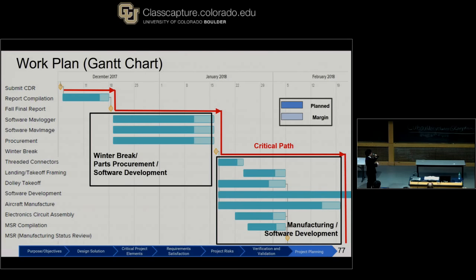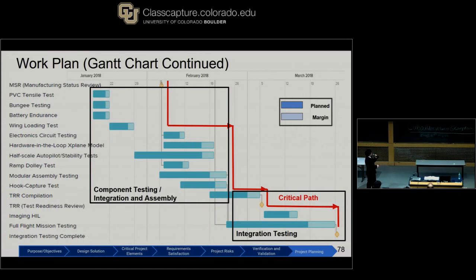We have the winter break category, where we perform parts procurement and software development. Next is our manufacturing period, along with continued software development. Then we have our component testing and integration. And finally, the last section is the full integration test with our full vehicle.